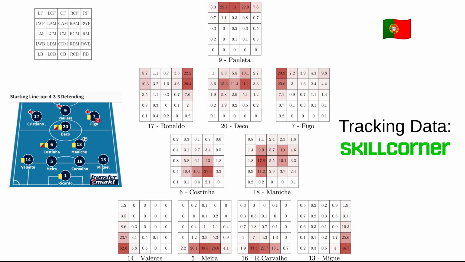Deco, the Portuguese Deco, spent around 21% in the right attacking midfield, around 15% in the left attacking midfield, and around 10% in the right center forward. Maybe attacking midfield would be the choice for him, and number 9 as center forward, based on his probability map, seems to be a good choice. So we can say 4-2-3-1, or what Transfermarkt is calling 4-3-3 defending, is a good choice if we make these horizontal changes that we mentioned: number 17 with 7, number 6 with number 18.